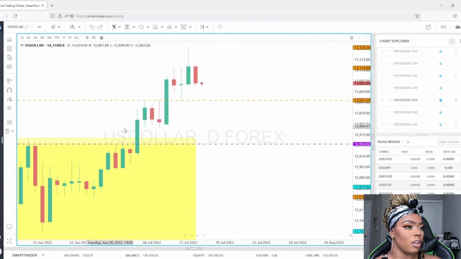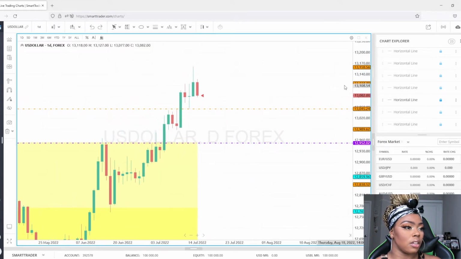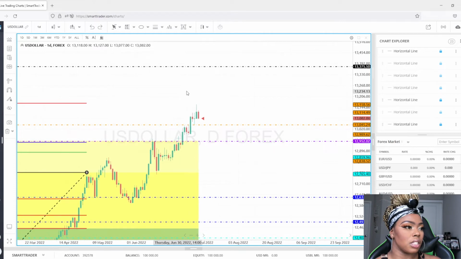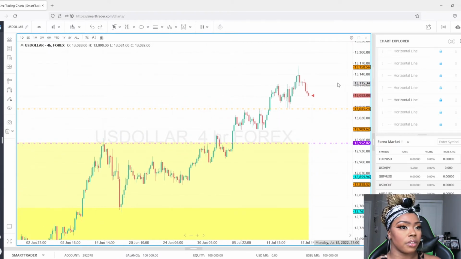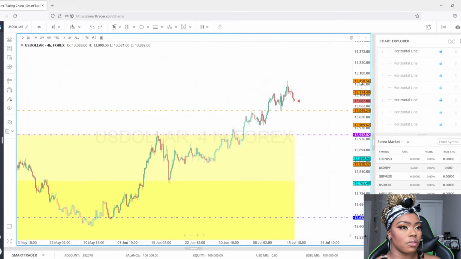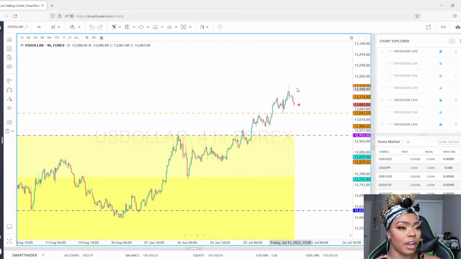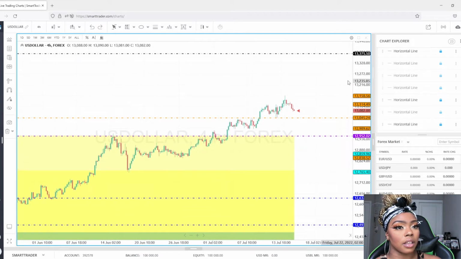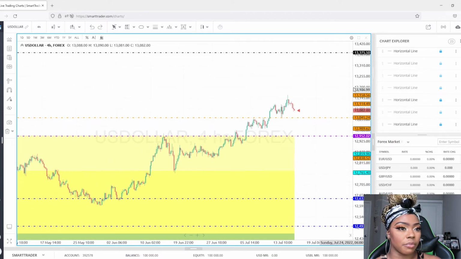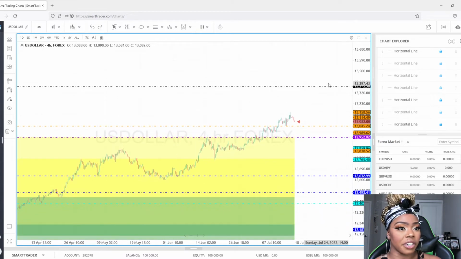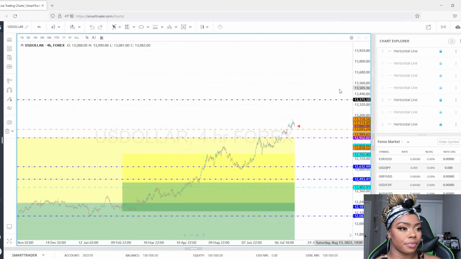If you go to the daily, you see we're almost at the extension, and we're starting to move down. So this is our extreme high. This is where price is. And again, we're on the 4 hour. So anything that's going against the US dollar at the moment is going to be up because the US dollar is going down. But it's just a retracement because overall, the US dollar is bullish.